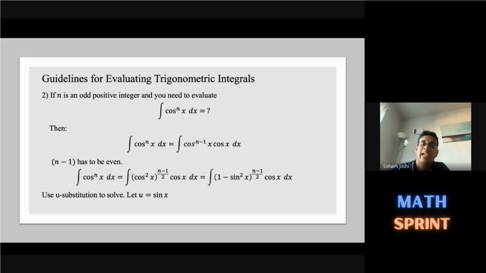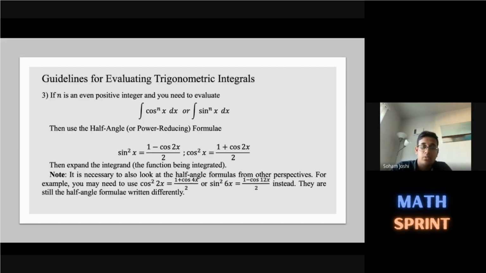We can then use the identity cos²x = 1 − sin²x. We substitute this into (cos²x)^((n−1)/2). Then we use the method of substitution again to evaluate the integral, and our temporary variable u is going to have the value u = sin x. Then we use u substitution accordingly.